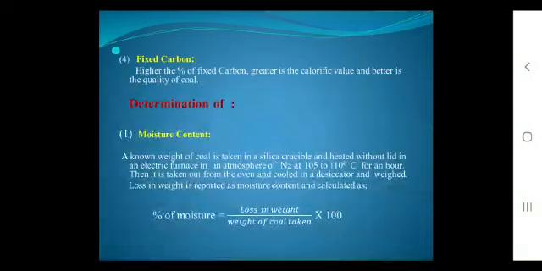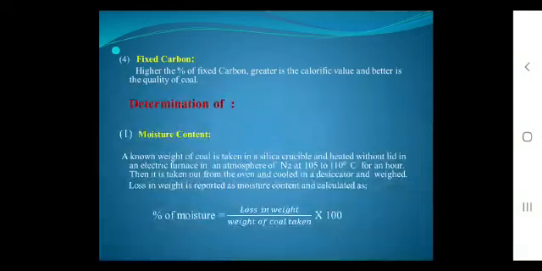Now the fourth one, fixed carbon. Higher the percentage of fixed carbon, greater is the calorific value of coal and better is the quality of coal. So if the coal has higher percentage of carbon, then it is good in quality. Why? Because it has the greater calorific value. So we discussed the significance of the four contents.